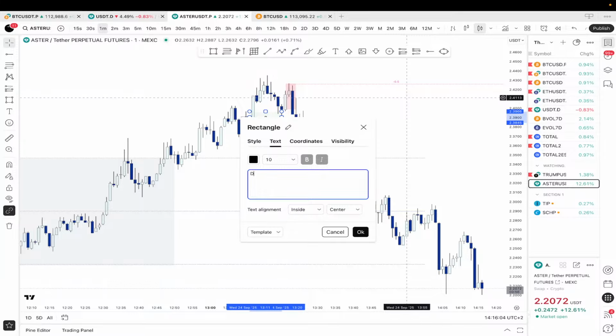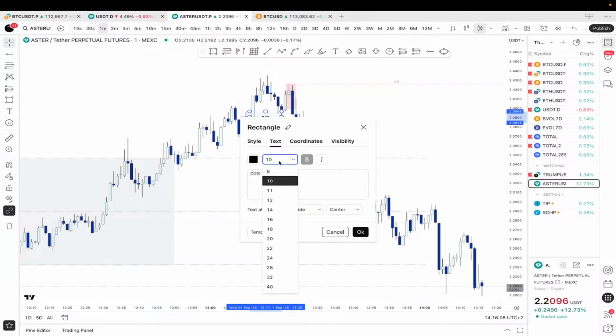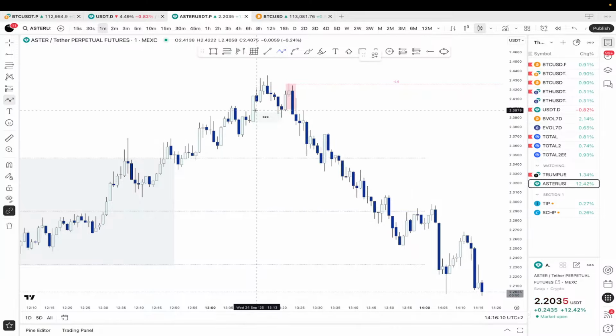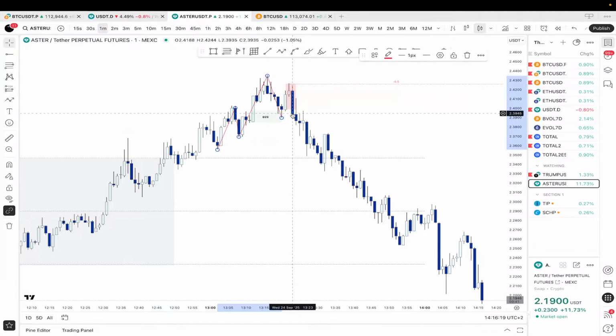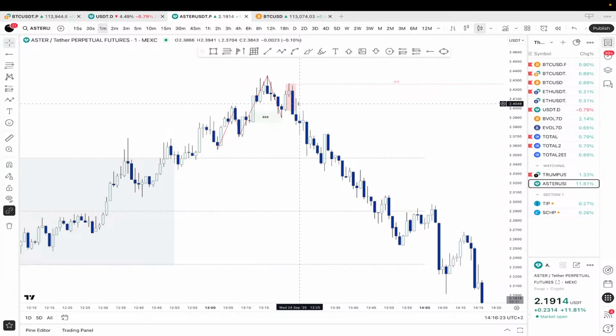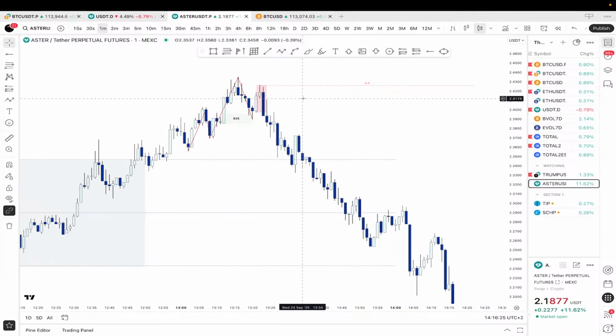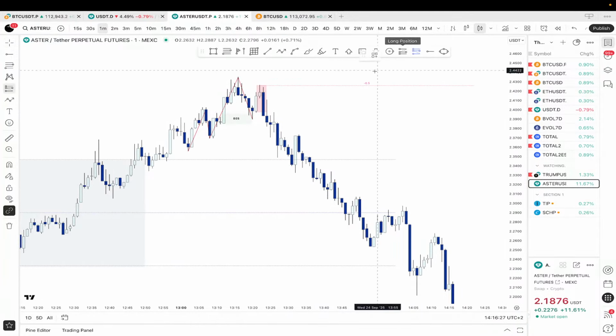D to S. So guys, this is your market structure, right? This demand zone should have made a higher high, but what did we do instead? We closed bearish and we created supply right here. And then you see this wick. So this is where you could have opened a short position.